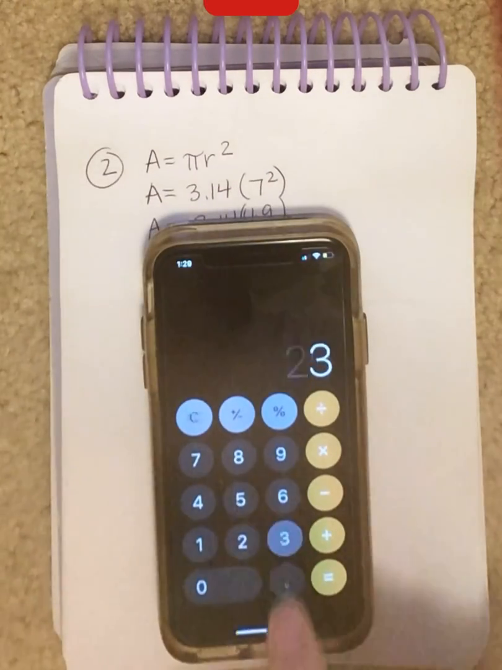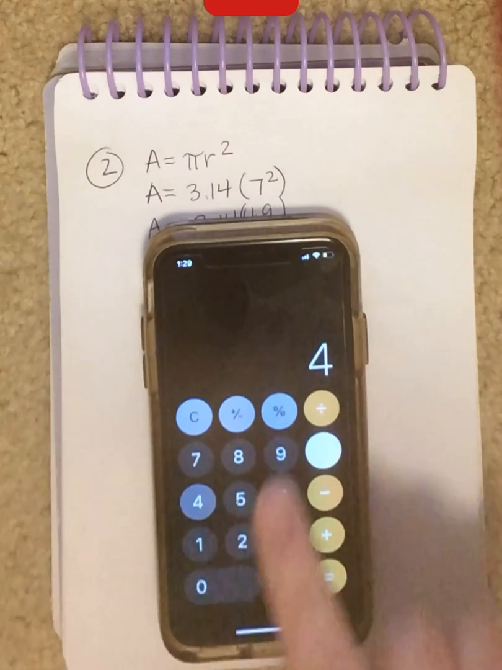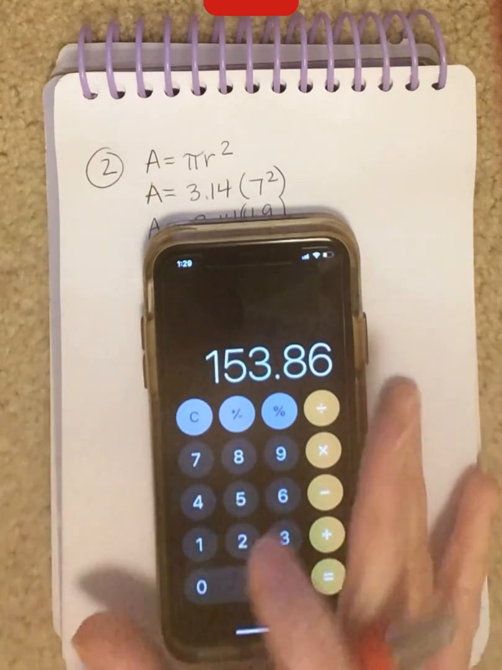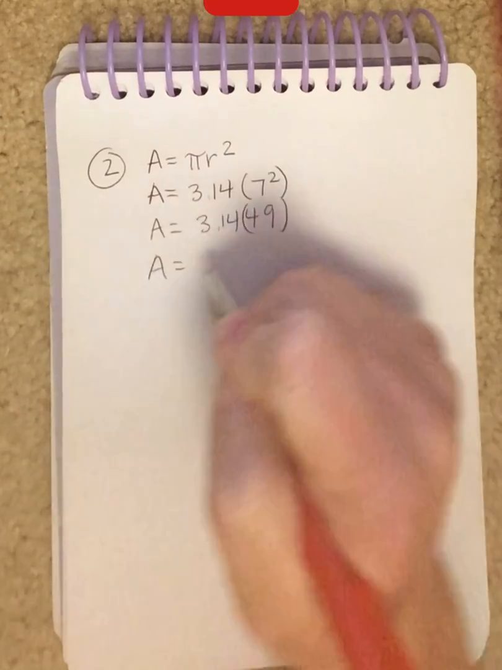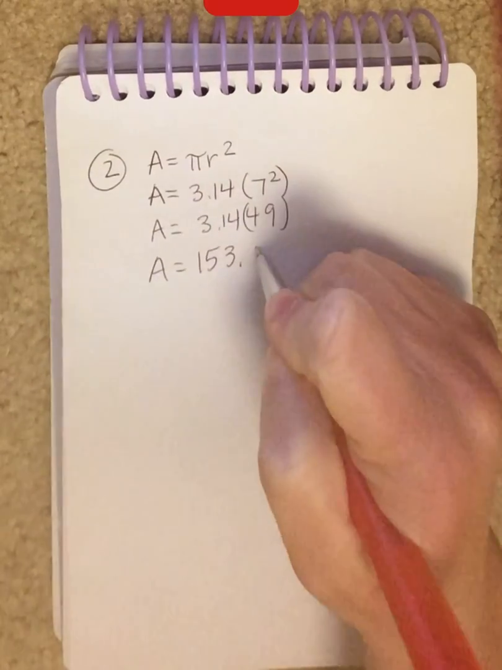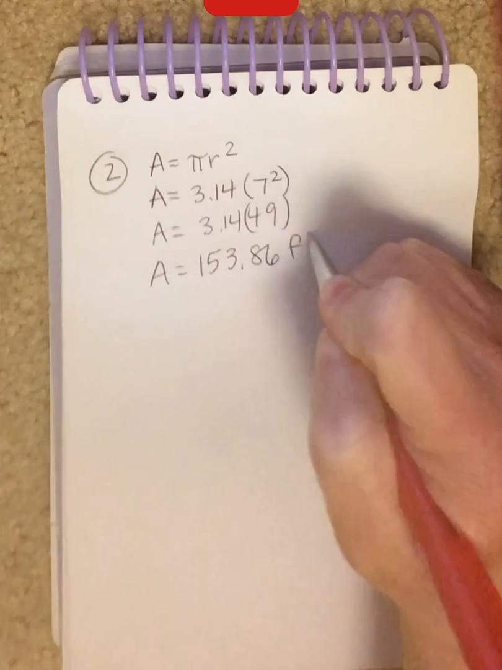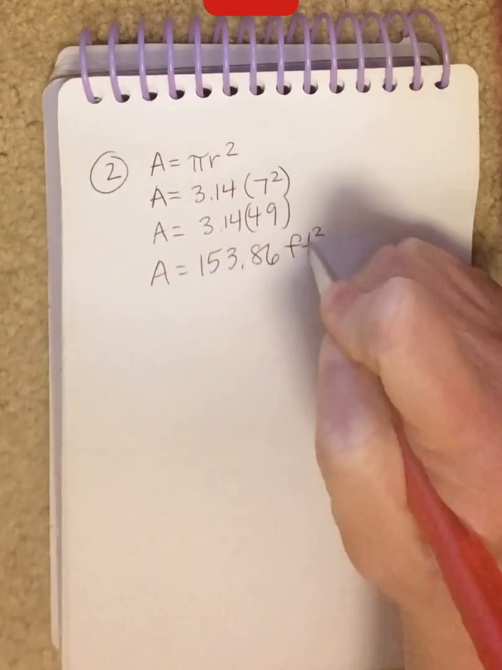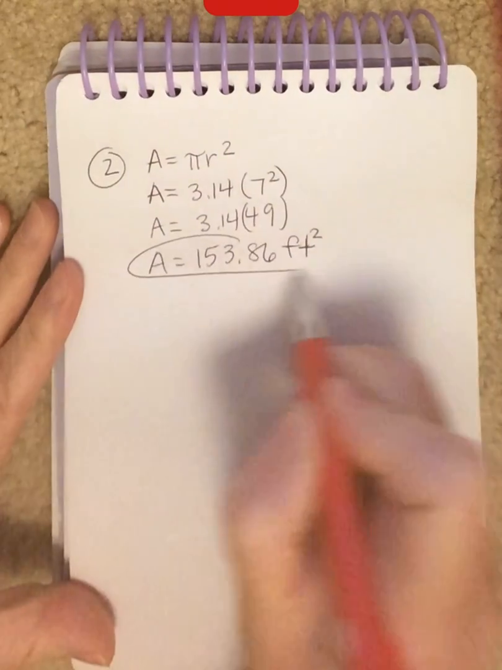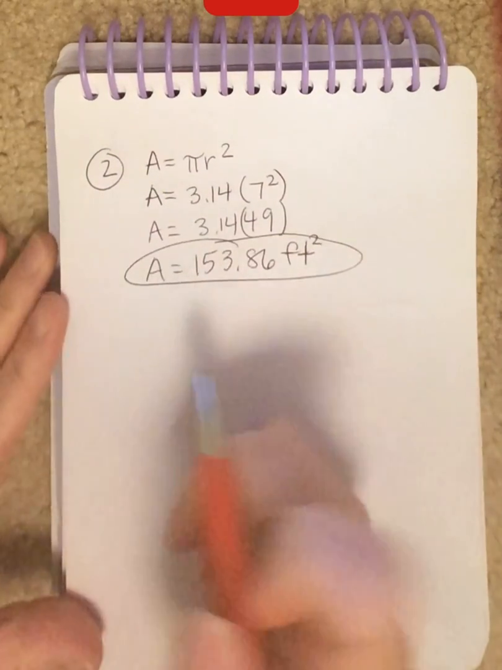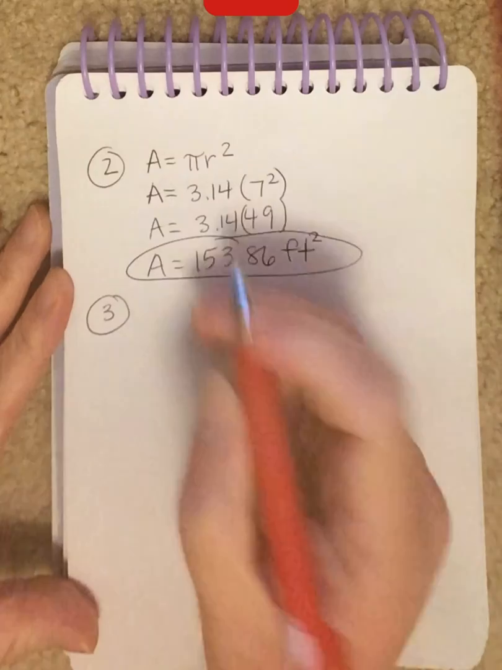on our calculator, and it is fine for you to use your calculator. You also should be able to do this without a calculator, but that is fine for you to use a calculator. So area equals 153.86 feet squared, because this is a measurement of area, and that should be our final answer. I do want to see your work, you guys. I want to see you writing some of this out.